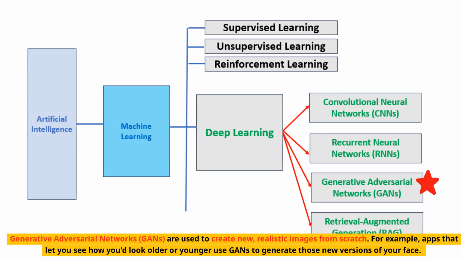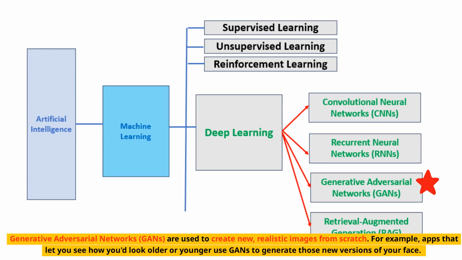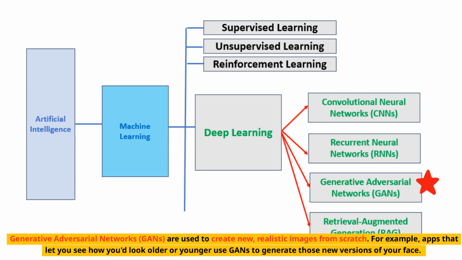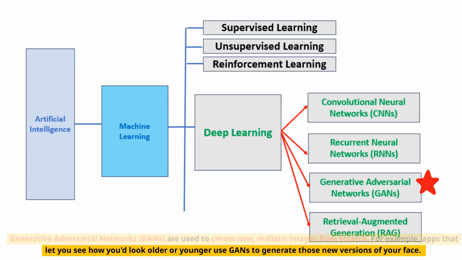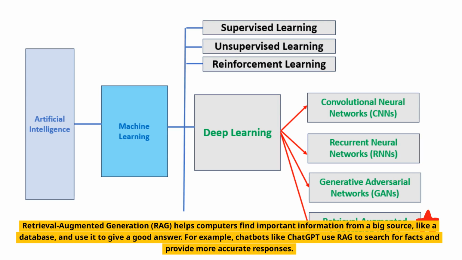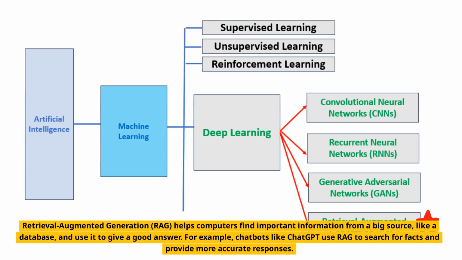Generative adversarial networks, GANs, are used to create new, realistic images from scratch. For example, apps that let you see how you'd look older or younger use GANs to generate those new versions of your face.